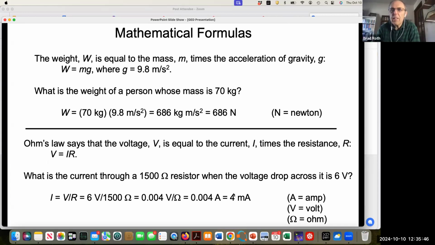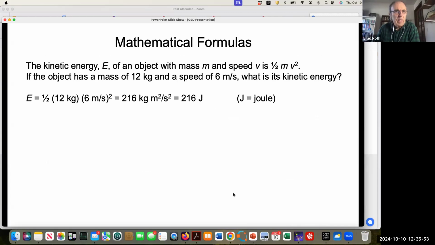All right, another example. Unless there's a question. Let me pause for a second. Okay. Another example, kinetic energy of an object with a mass m and speed v is 1/2 mv squared. Now, this example is pretty much plug in. If the object has a mass of 12 kilograms and a speed of 6 meters per second, what is its kinetic energy? Well, it's 1/2 times the mass, 12 kilograms, times 6 meters per second, quantity squared.